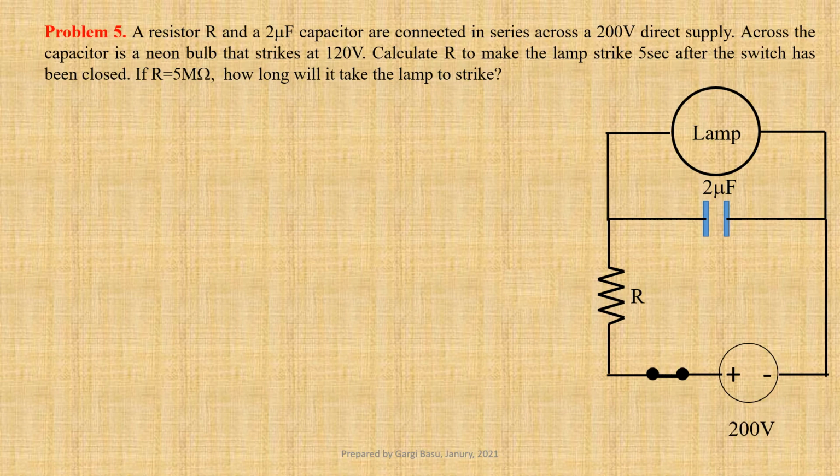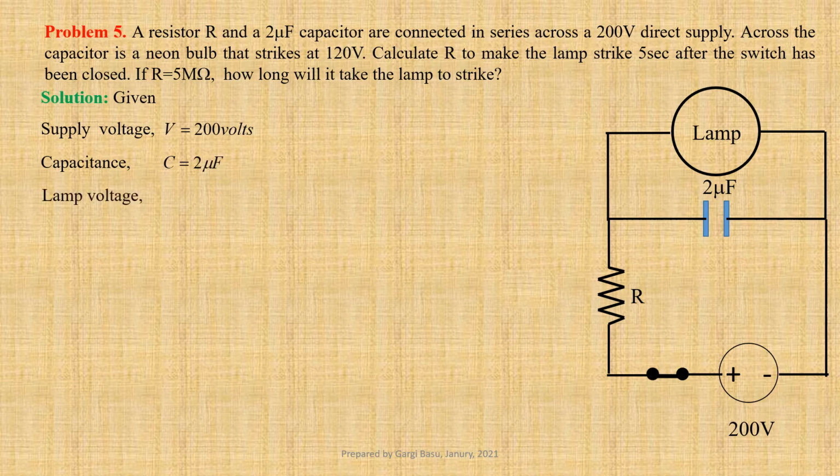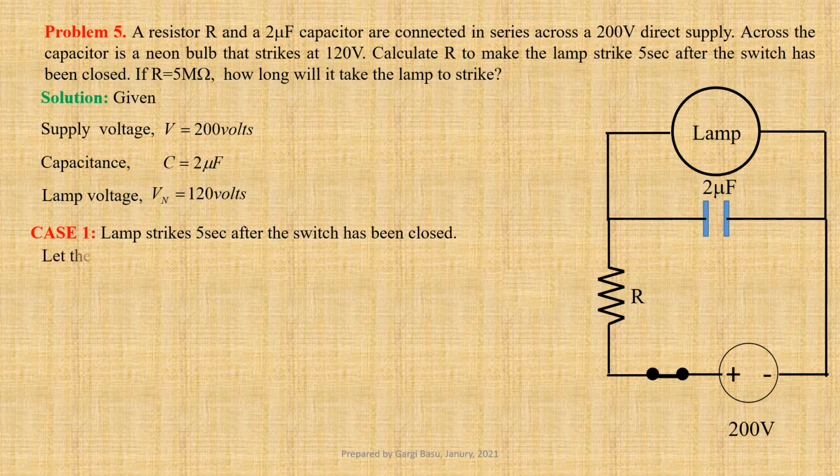Let us first jot down the data given. Supply voltage V equals 200 volts. Capacitance C equals 2 microfarad. Lamp striking voltage Vn equals 120 volts. Case 1. Lamp strikes 5 seconds after the switch has been closed. Let the resistance be R1.